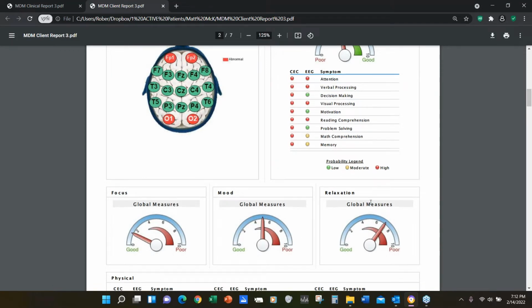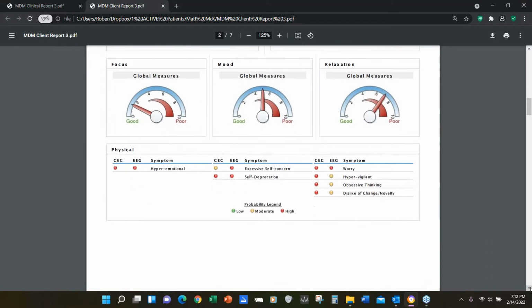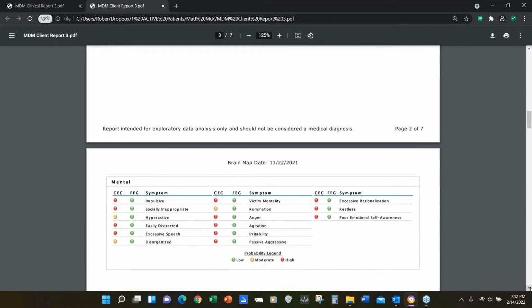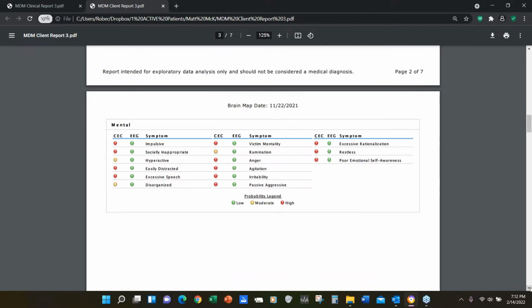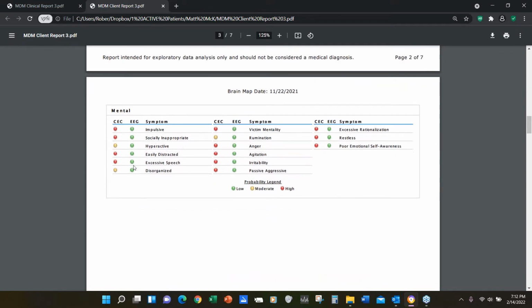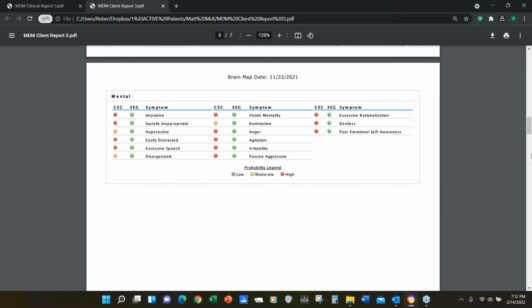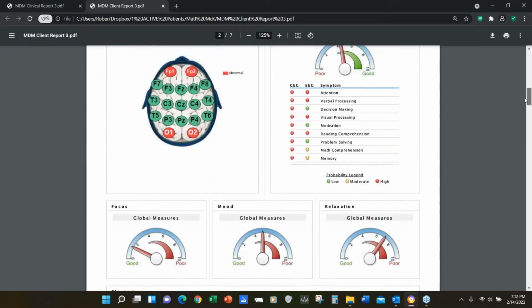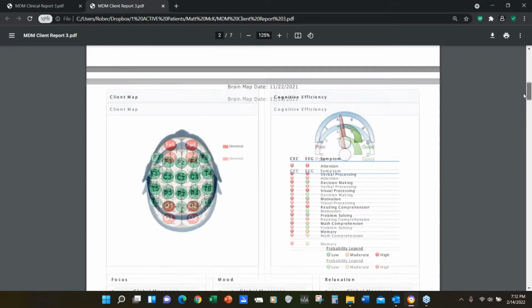So you can talk about whether your relaxation is good or not so good, whether your mood is good or not so good. And it has the same CEC indicators that the patient fills out for these, but it doesn't go into the detail that you would have with the actual dashboard. So that's the client report, and that's the easiest thing. And I think most clients would understand this without having to go into a tremendous amount of detail.